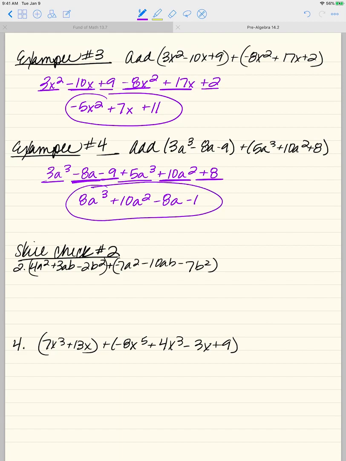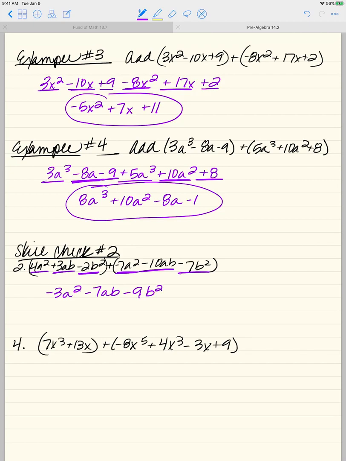Skill check number 2, add these guys together. 4a squared minus 7a squared gives me a negative 3a squared. 3ab minus 10ab gives me a negative 7ab. Minus 2b squared minus 7b squared gives me a minus 9b squared.